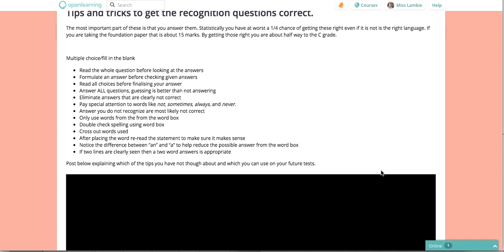Sometimes what you can also see is the difference between "an" and "a" to help reduce the possible answers. If the answer has "an" at the end of the sentence where the next word would be, the word is going to start with a vowel. And if 2 lines are clearly seen, then a 2-word answer is appropriate, or you need to have 2 different words to fill in those. A lot of these are also 2-mark questions. Make sure you see how many marks, just like in the last set, as it will help with answering the question.